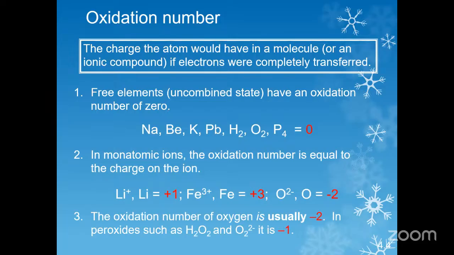Rule number 3 is specific to oxygen. In all the compounds that oxygen is present in, the oxidation number of oxygen is usually -2. The exception is hydrogen peroxide and any compound that contains the peroxide ion. So if oxygen is in a compound, usually its oxidation number is -2, but if you have oxygen in hydrogen peroxide or in any compound that has the peroxide ion, then its oxidation number is -1.